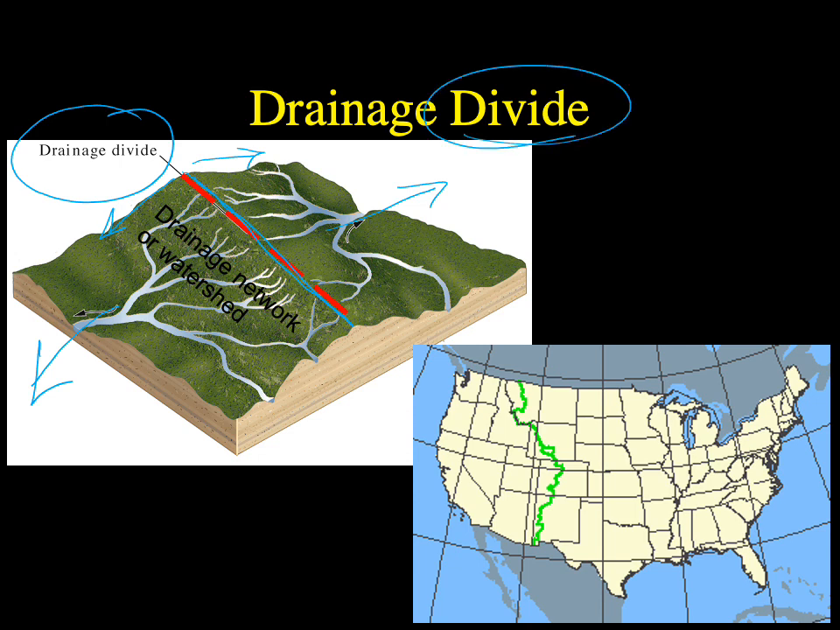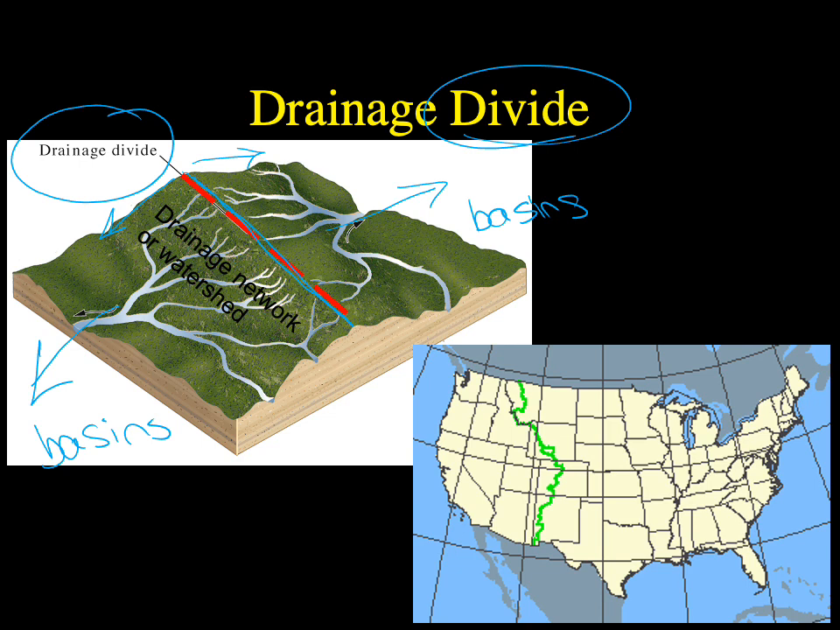So the drainage divide is usually a high point, right? A ridge or a set of mountains or something like that, where water will collect into different what we call drainage basins or catchment basins. That would be these over here on the side, right? Here's one basin and here's a different basin over here. So we are separating different drainage basins by what's called the drainage divide.